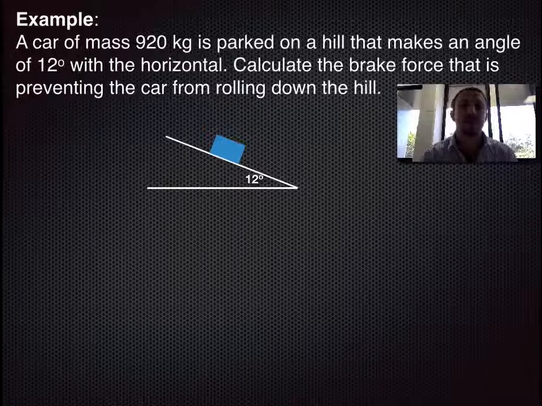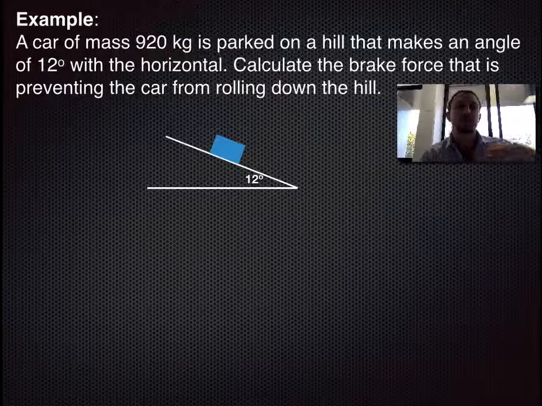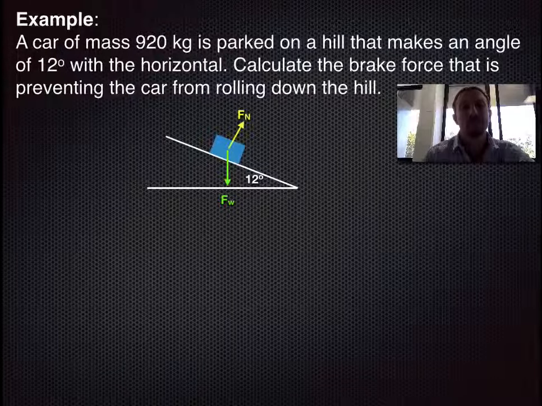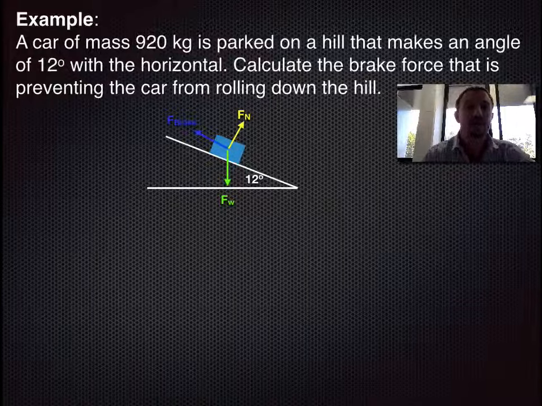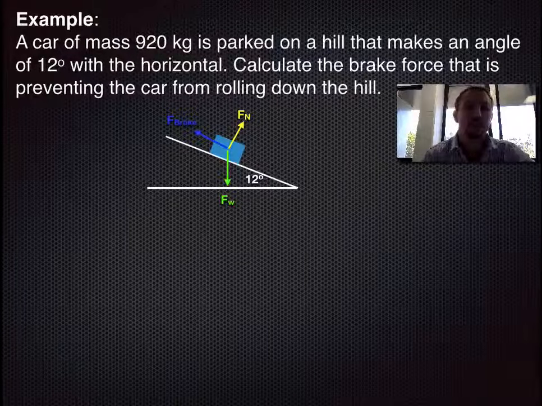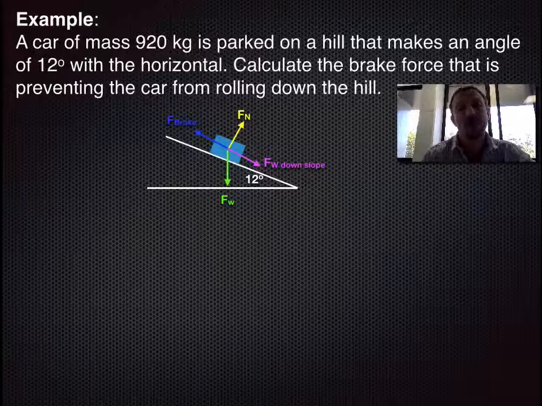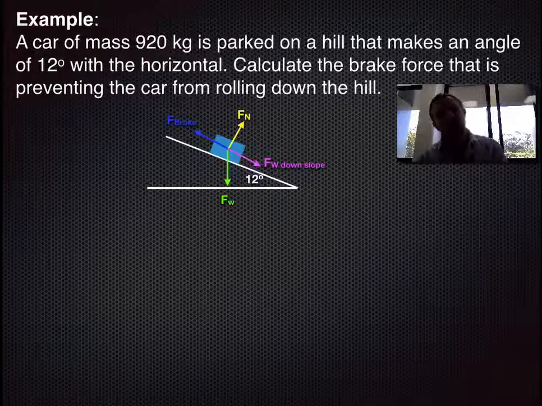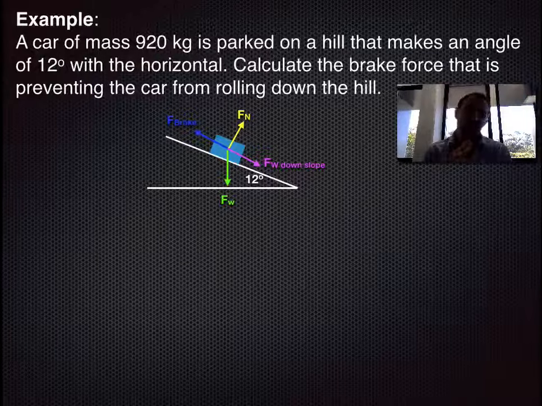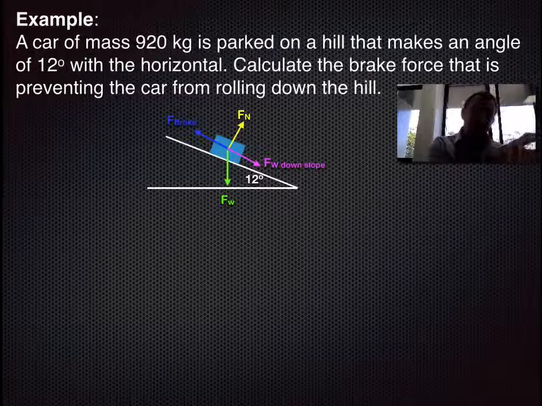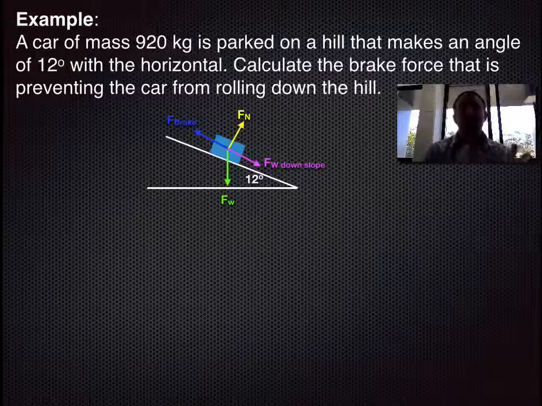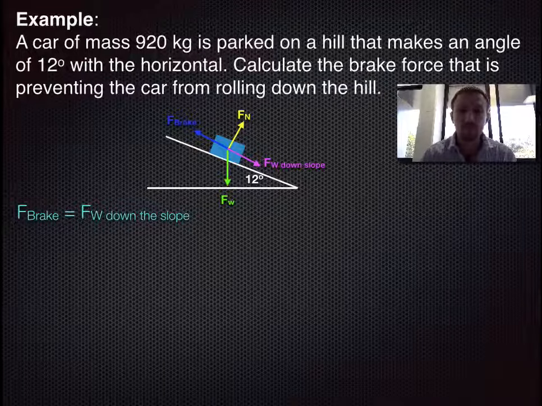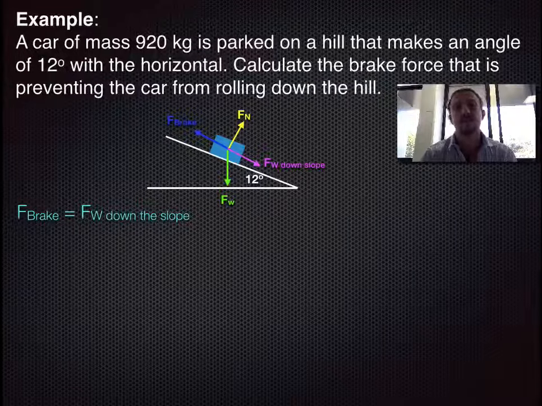So you can see I've got my car in the blue square and it's 12 degrees to the horizontal. So I've got a weight force acting down, I'm going to have a support force acting straight up, and I'm going to have a brake force acting up the slope. I'm also going to have a component of weight force acting down the slope. That's what's pulling the car down. Obviously the frictional force from the brakes is going to keep it sitting up. Those two need to be equal for there to be no net movement. Remember Newton's first law. So from this, I've got the idea that brake force will equal the weight force acting down the slope.